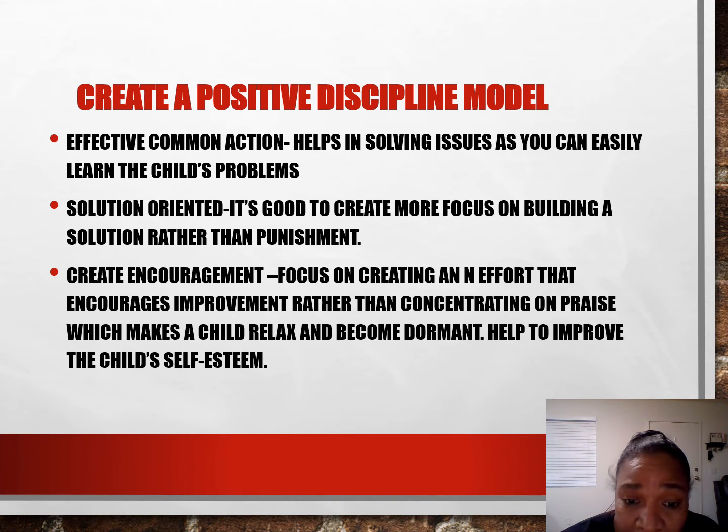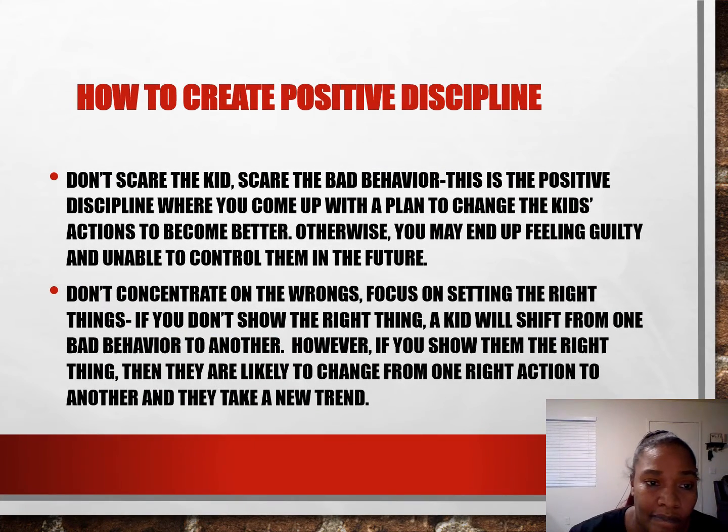Create encouragement, focus on creating an effort that improves rather than concentrate on praise, which makes a child relax and become dormant. How to improve a child's self-esteem. These are all creating positive discipline roles and models. How to create a positive discipline.